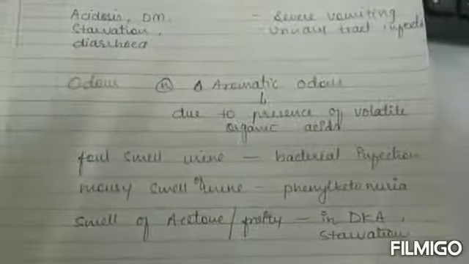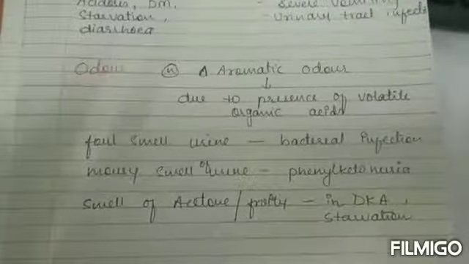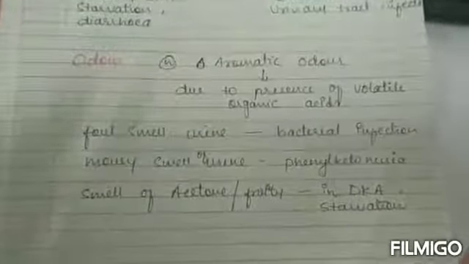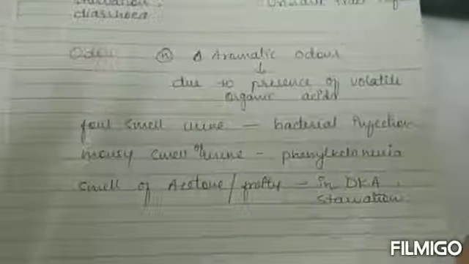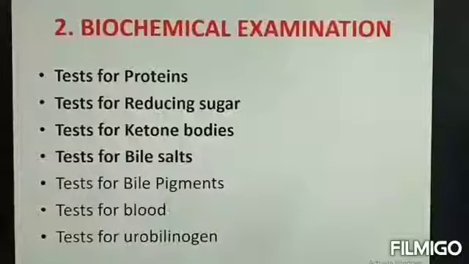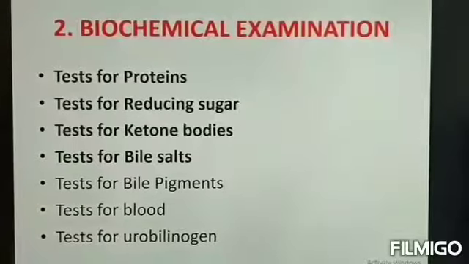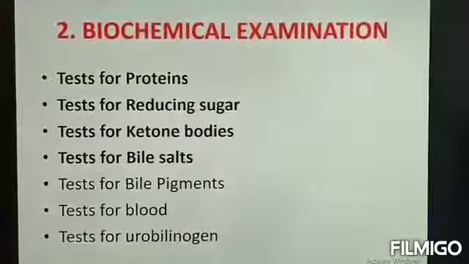The next indicator is odor. Normal urine has an aromatic odor due to the presence of volatile organic acids. The foul smell of urine is due to bacterial infection. A mousy smell of urine is due to phenylketonuria, and the smell of acetone or a fruity odor is seen in diabetic ketoacidosis and starvation.